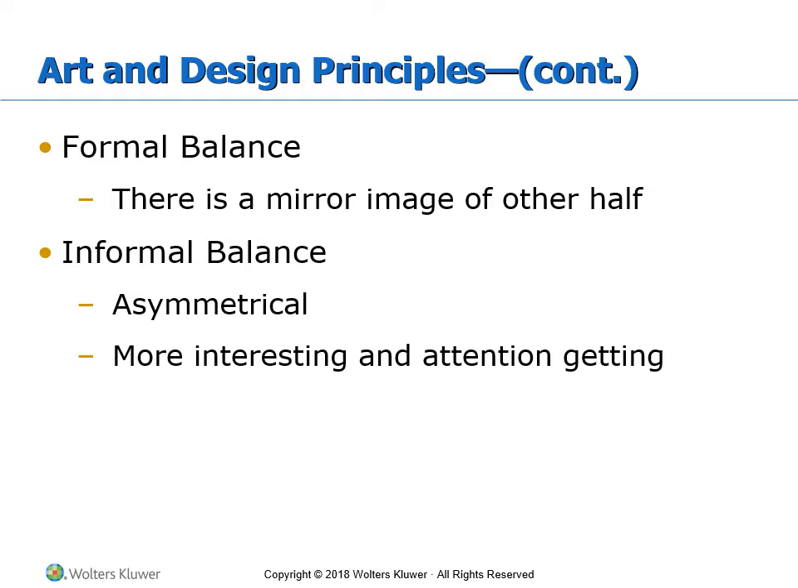Now you also have to decide on balance. The book discusses that there is formal and informal balance. Formal balance is a mirror image of the other half. So again, if you were to fold it in half, it lines up perfectly. I can create 2 columns with 3 points each, right? I can do this with text. I can do this with images that are equal size, right? I have formal balance. Informal balance is asymmetrical, and it's more interesting and attention-getting.